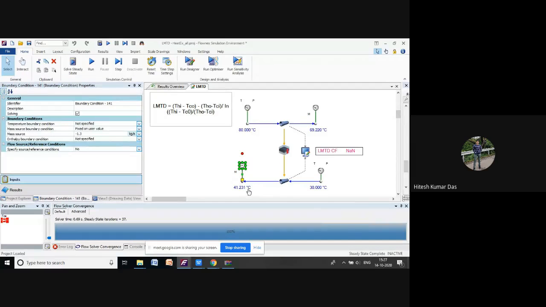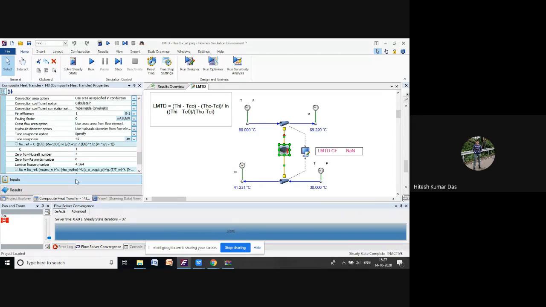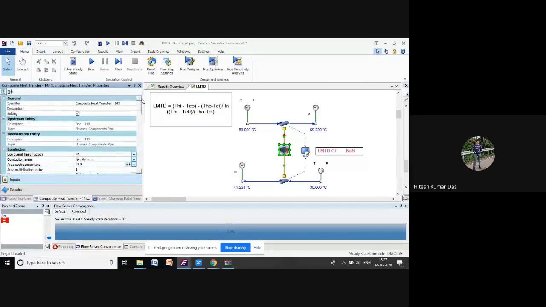Mass flow is the mass source entering this node. For this heat transfer, we have used the same composite heat transfer here. I have already explained how composite heat transfer works. It works for both kinds of heat transfer, for adding all the information related to conduction as well as convection, as three types of heat transfer are happening here.